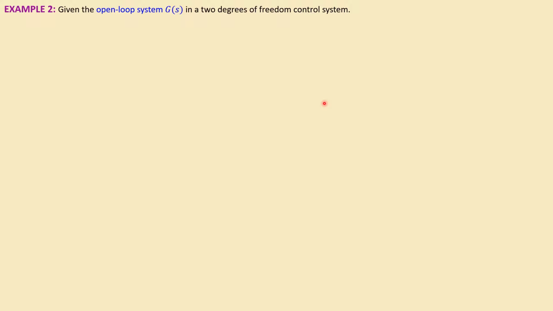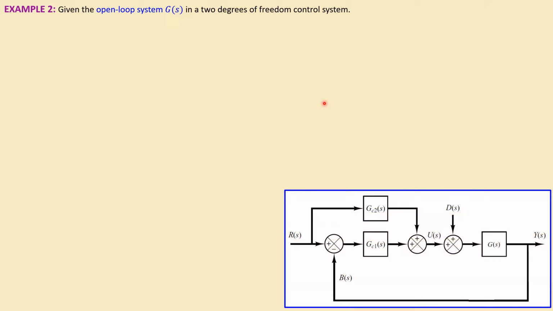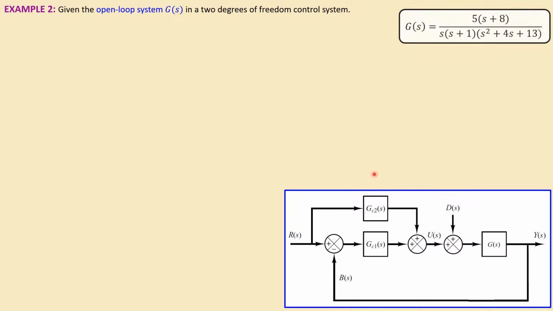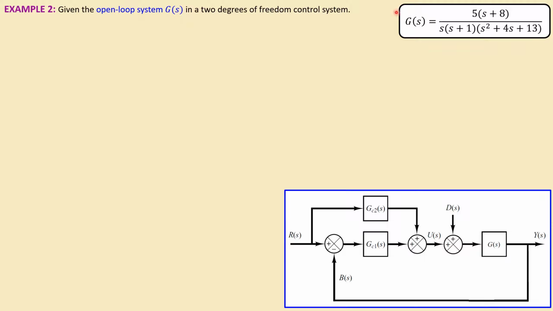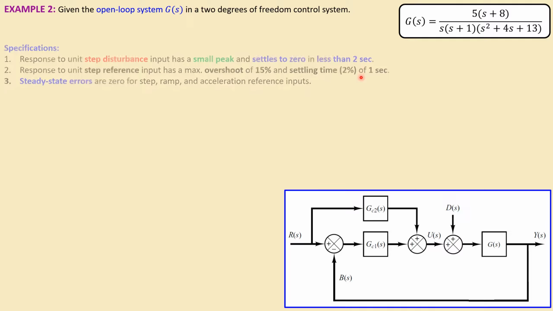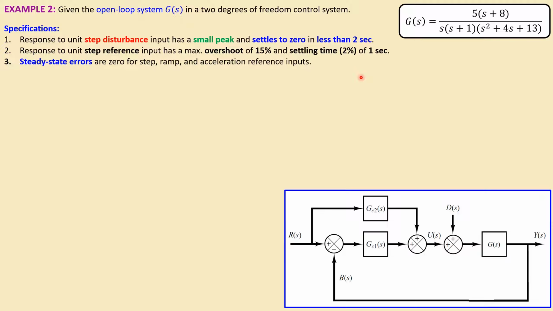Given the open loop system G in 2 degrees of freedom as shown here in a control system, the plant is in this case given a more complicated form compared to example number 1. You now have a zero, 1 pole at the origin, 1 pole at -1, and 2 poles given by this expression.